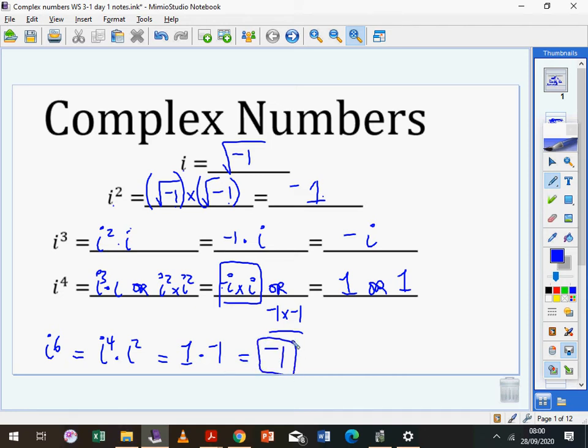I don't know if you see a pattern. You can let me know if you see a pattern. There doesn't necessarily have to be one. But if you find a pattern that will work for you, cool. So i to the 6 is negative 1.